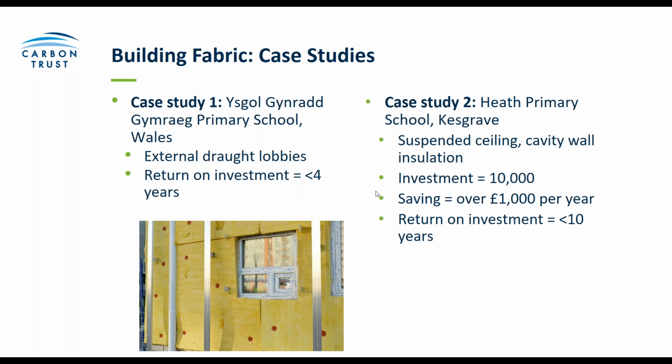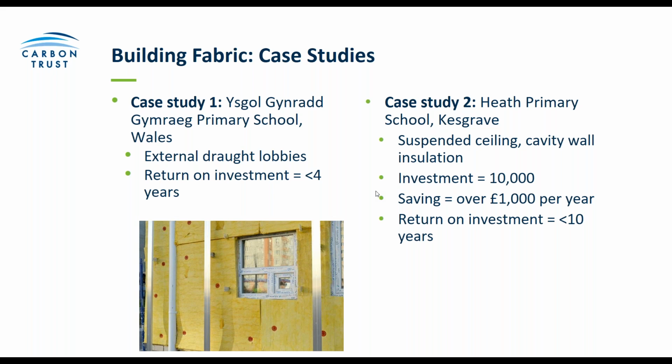Again, just to give a couple of quick examples. So the first one we have here is a school in Wales where we did actually look at installing draft lobbies, and they were looking at a return on investment of under 4 years there. The second one was where we looked at a range of different insulation options. So the ones that we recommended were to install ceiling insulation and to insulate the empty cavity walls.